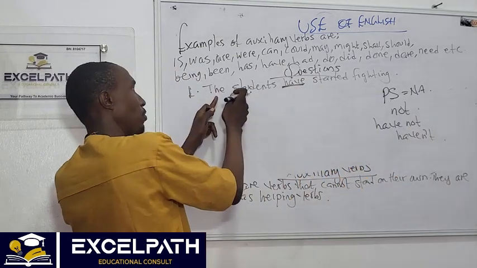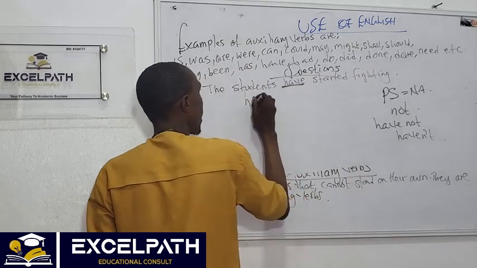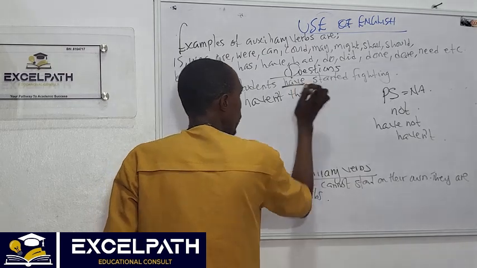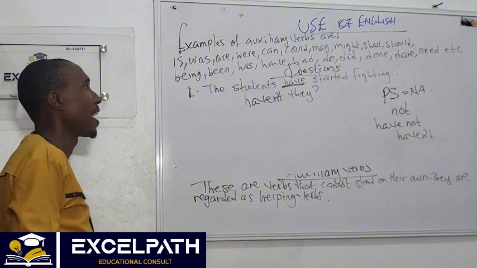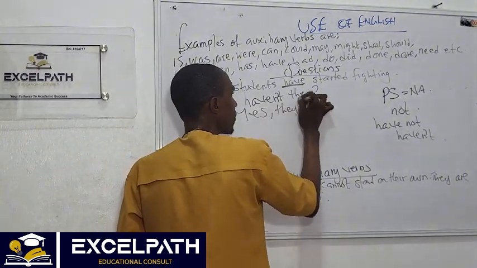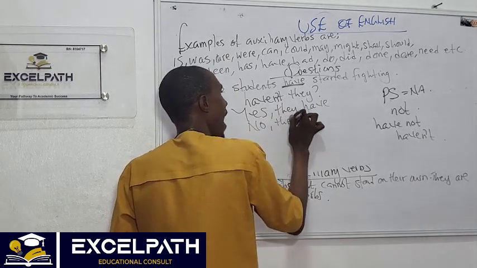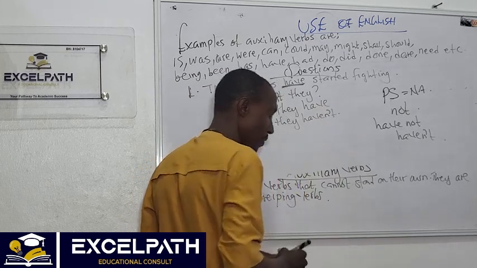Then you join your noun to it. So, the students have started fighting. Then the answer is, haven't they? The students have started fighting, haven't they? Yes, they have. And no, they haven't. That is it.